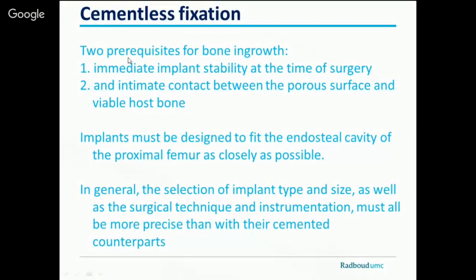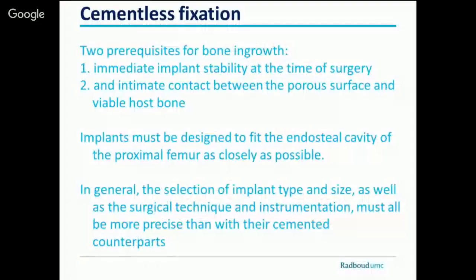Now, there are two aims or two requirements for bone ingrowth. You need to have immediate stability. The micromotion should be not too big. And you also need to have good contact, because if there are big gaps, the bone cannot cross that gap. So the implants must be designed to fit the endosteal cavity that the surgeon makes with the reaming. It needs to be a nice fit.